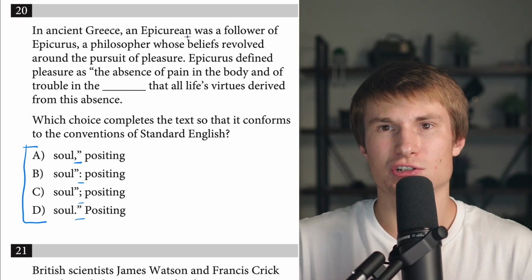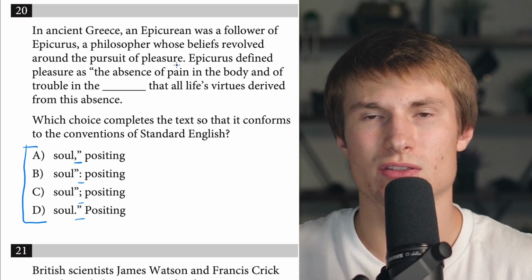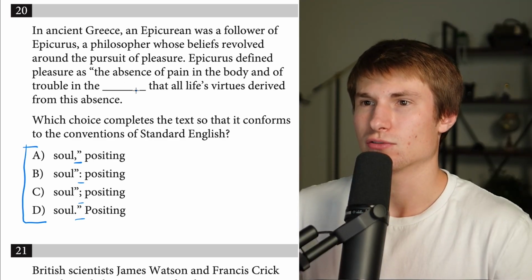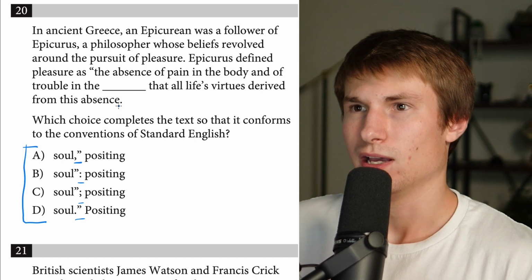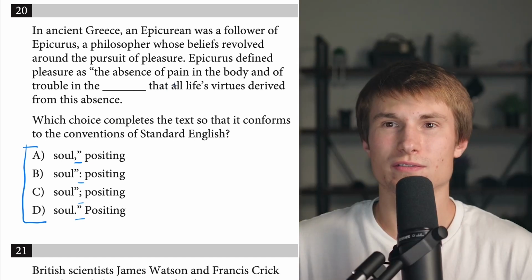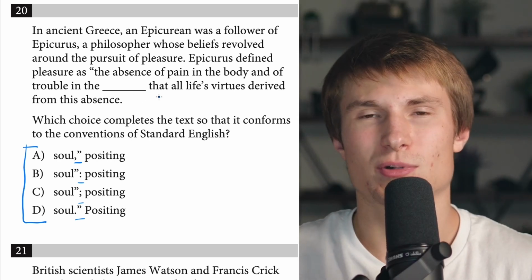So we have: in ancient Greece, an Epicurean was a follower of Epicurus, a philosopher whose beliefs revolved around the pursuit of pleasure. Epicurus defined pleasure as the absence of pain in the body and of trouble in the soul. Okay, so that's an independent clause. Next, we have positing that all life's virtues derived from this absence. That is not an independent clause. Okay, that's a participial phrase.